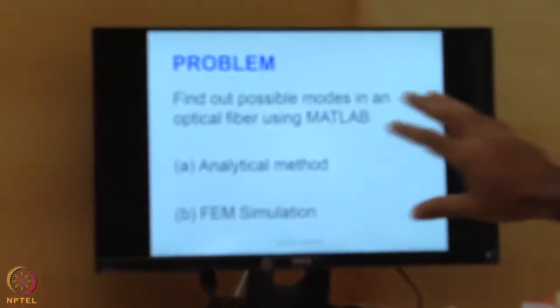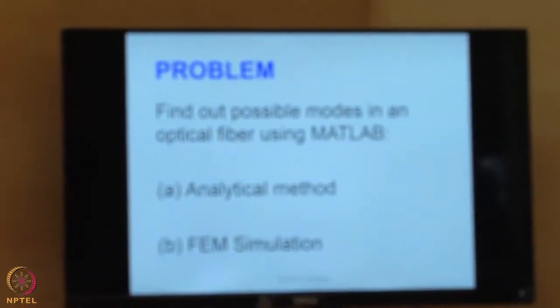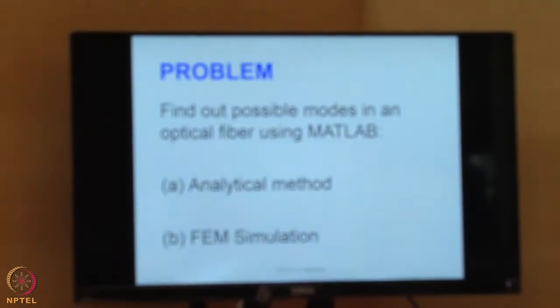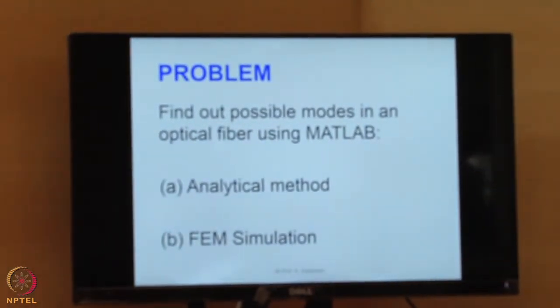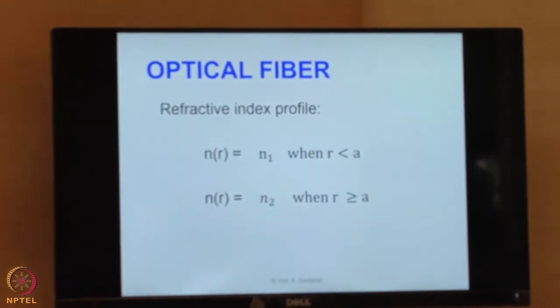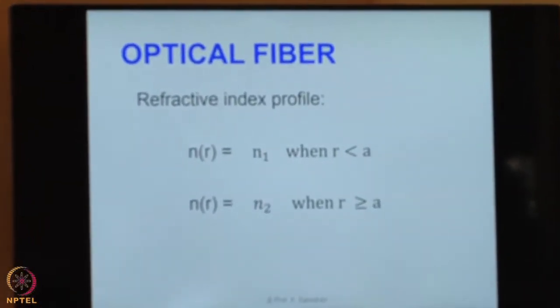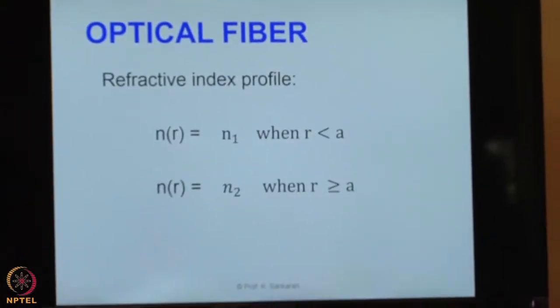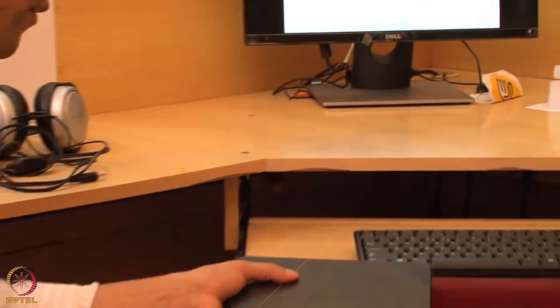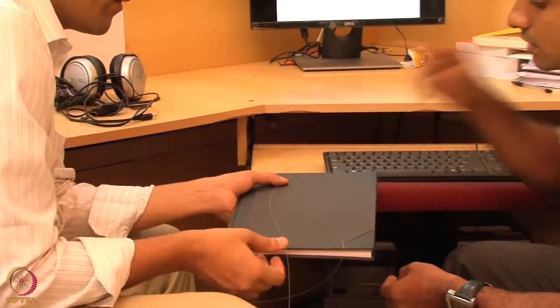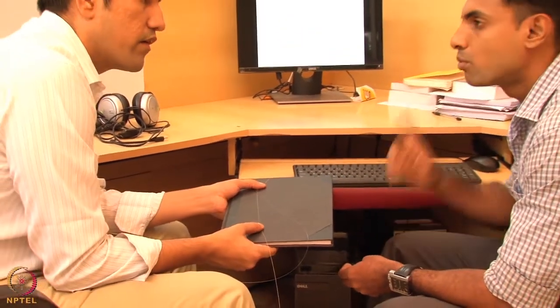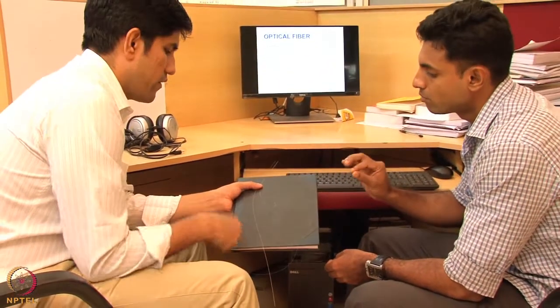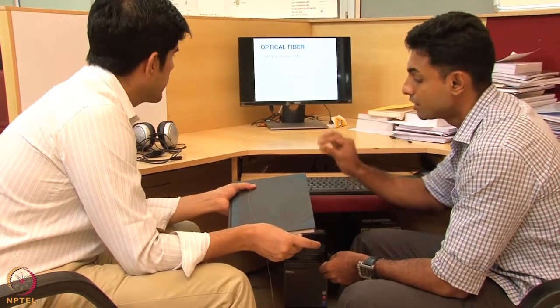So the problem statement is to find out the possible modes in an optical fiber using the analytical method and the FEM method also. Optical fibers can be divided in different ways. One is based on the number of modes propagating through the fiber, and based on that, fibers can be divided into two: single mode fiber and multi-mode fiber. In this case, this yellow one is the single mode fiber. In single mode fiber, only one mode is propagating, and in multi-mode fiber, many modes are propagating. It depends on the core diameter of the fiber.